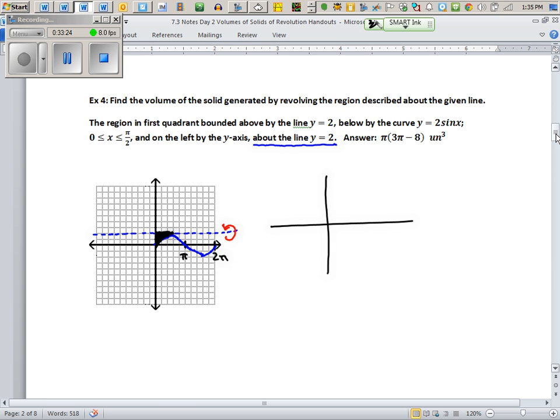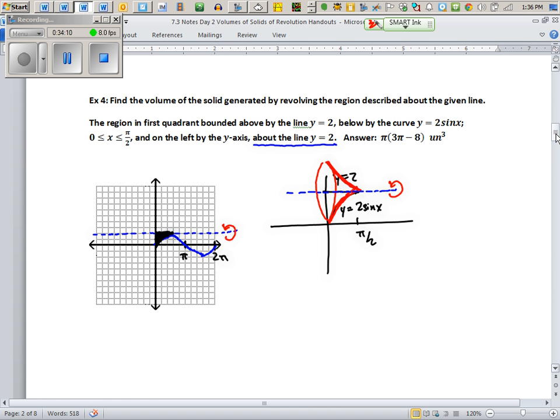So I'm going to resketch. Here's y equals 2 sine x. Here's y equals 2. And this is between 0 and pi over 2, as drawn. Okay, so that was a lot of work just getting that figured out. And now we're going to be spinning it around the y equals 2 line. So it's going to form that trumpet look again, the bell of a trumpet. But it's not centered on the y-axis anymore. It's rotating around this line, the y equals 2 line. You see?